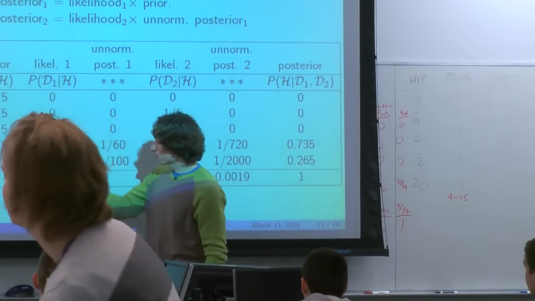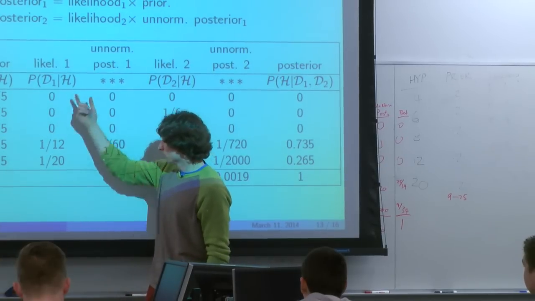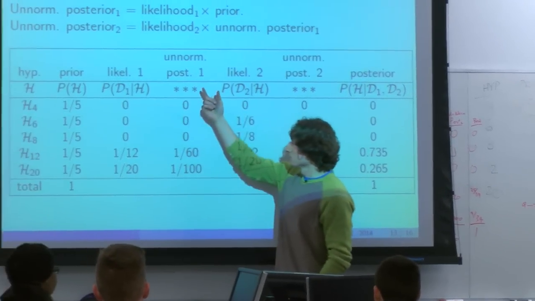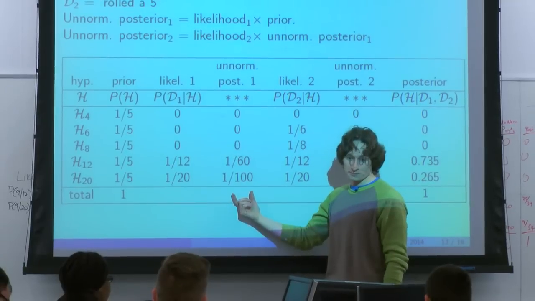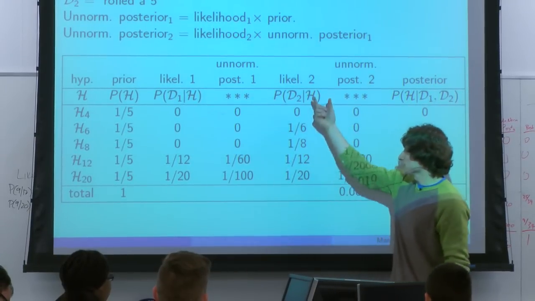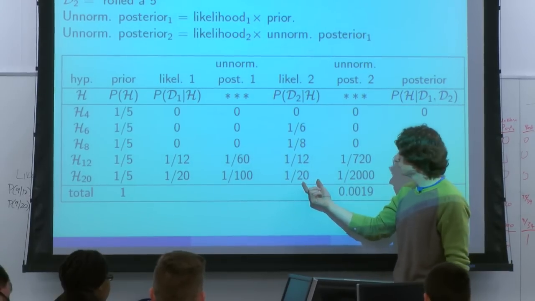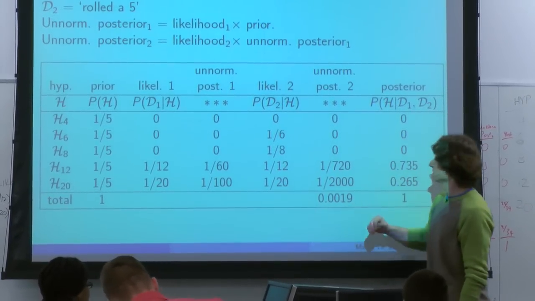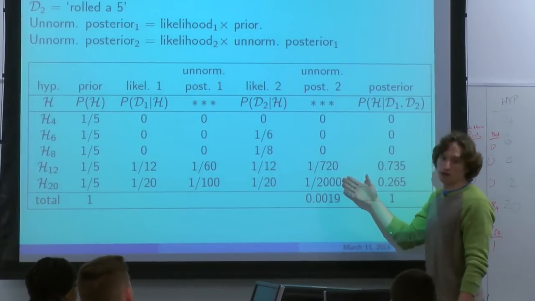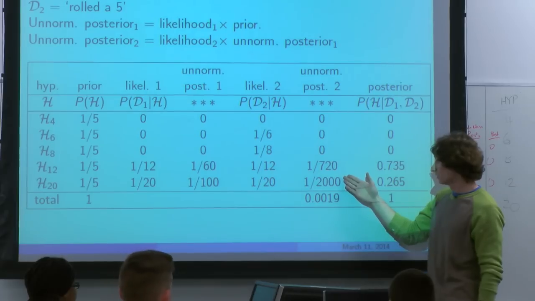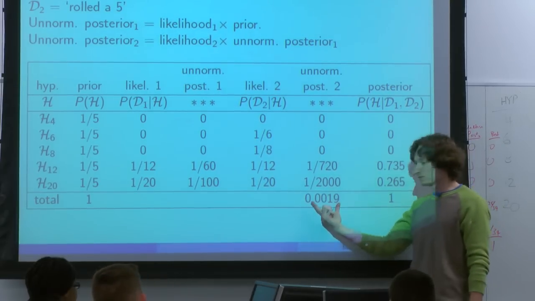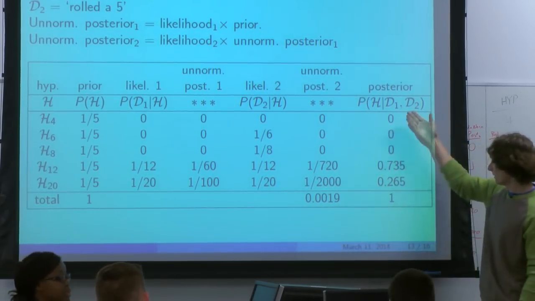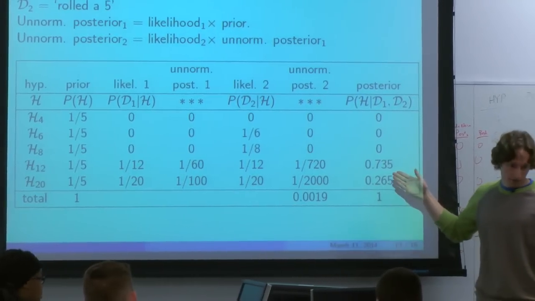So we have our prior. The likelihood for the 9 gives us this column. The product gives us a first unnormalized posterior. Then we do the likelihood for rolling a 5. The product of the unnormalized posterior and the second likelihood gives us our final unnormalized posterior. And notice the sum is still exactly what it was before, 0.0019. When we normalize, we get exactly the same answer that we had before.